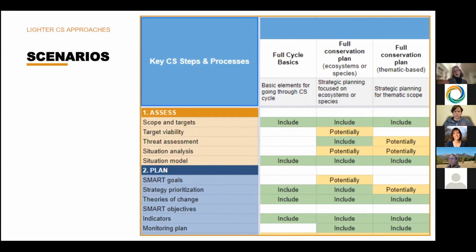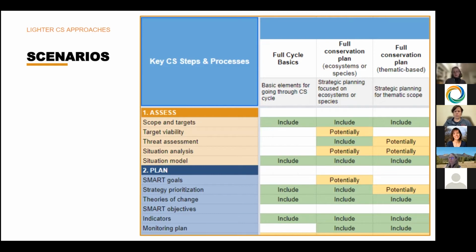And then we looked at, well, if you were doing a really quick iteration, but it was full cycle, what would you really want to do, but do it fairly briefly? Well, you definitely want to do scope and targets. You'd want to do a situation model. You'd want to prioritize your strategies, do theories of change, do indicators, and it goes down.